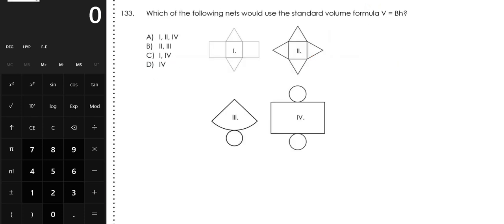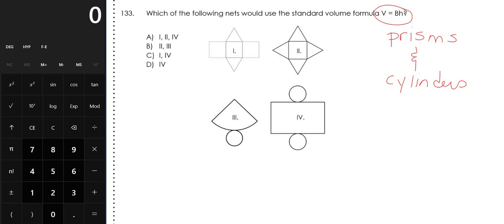133. Which of the following nets would use the standard volume formula V equals big BH? Okay, so we have 3 categories of volume formulas. One's for things without a point, a volume formula that has a 1/3 in front of it for things that do have a big point, an apex at the top, and then the volume formula for a sphere. Now this one is going to be for anything that doesn't have a big apex at the top. So for prisms and for cylinders.